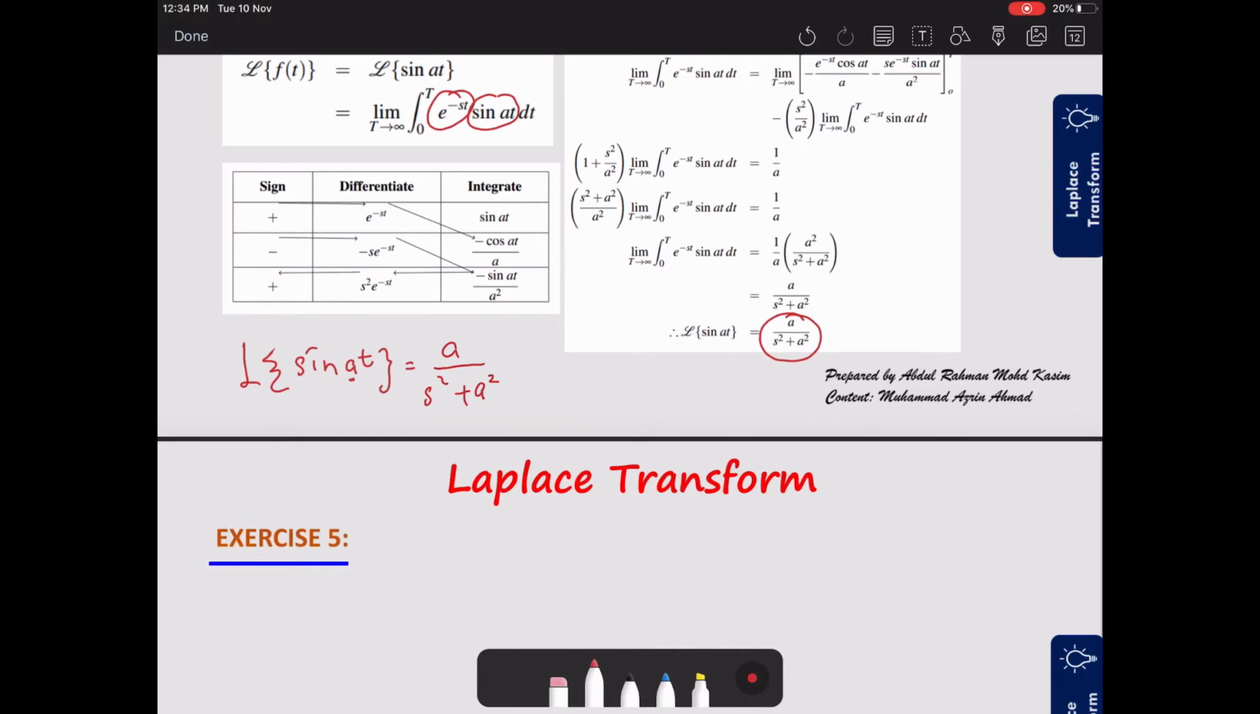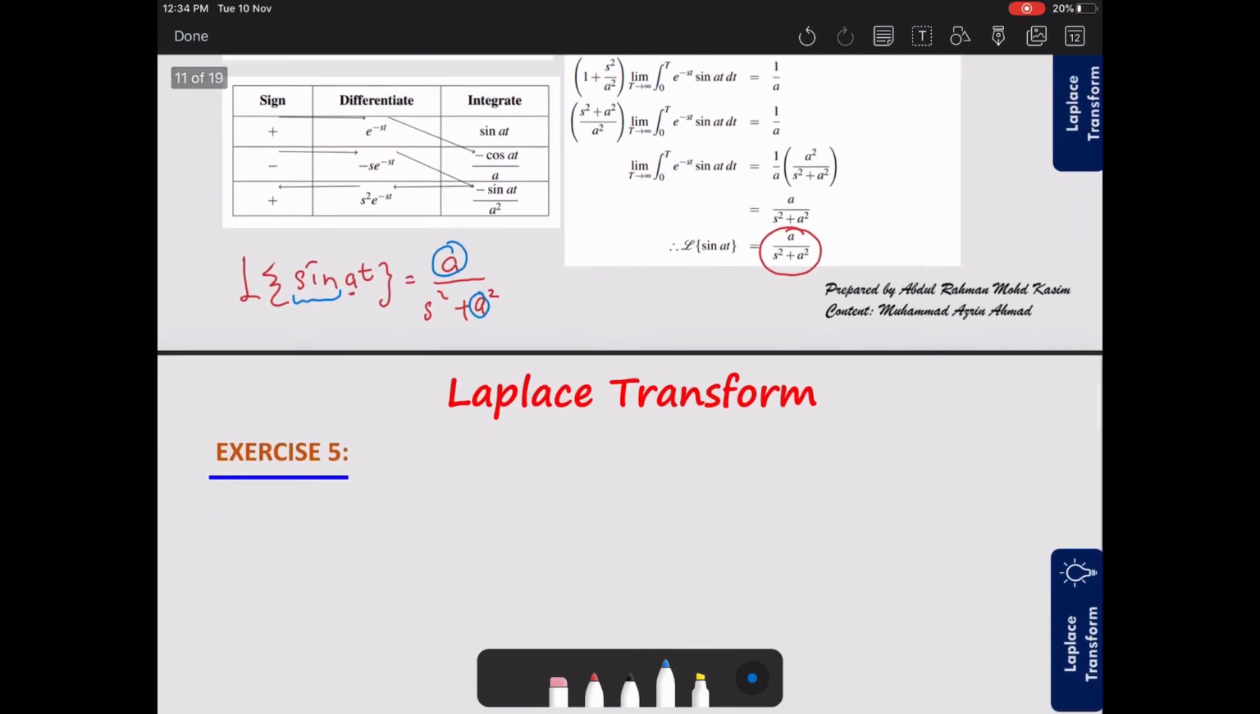What is the most important part here? Look at here, if you have a sine over here, then you will have a over here and also a over here. But before you go directly to the answer, you need to determine your a from the question.